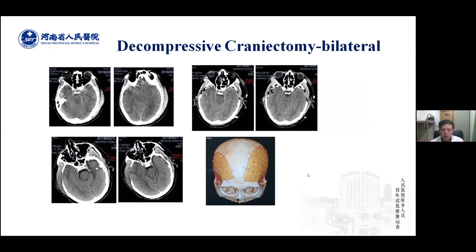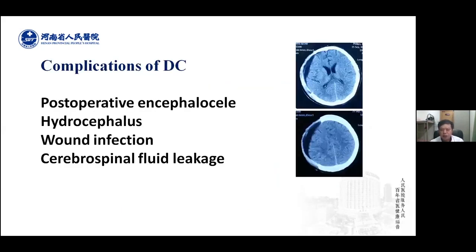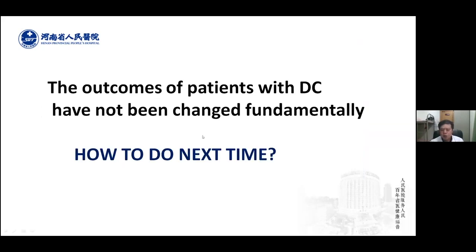The outcome for this patient is good, but sometimes DC has complications, like postoperative encephalitis, hydrocephalus, wound infection, and delayed cerebral blood flow. This picture shows subdural hygroma. So the outcomes of patients with DC have not fundamentally changed. So how do we do better next time?